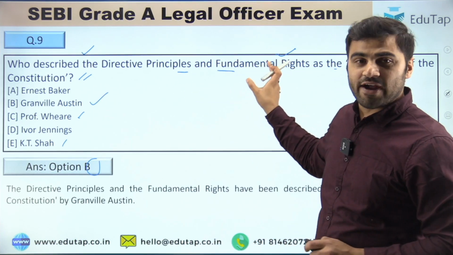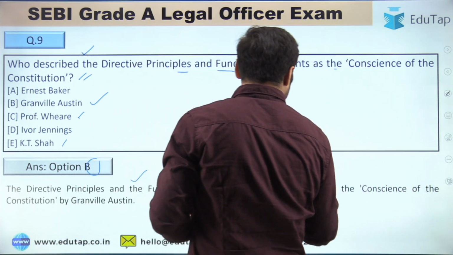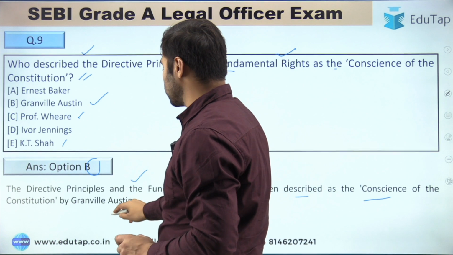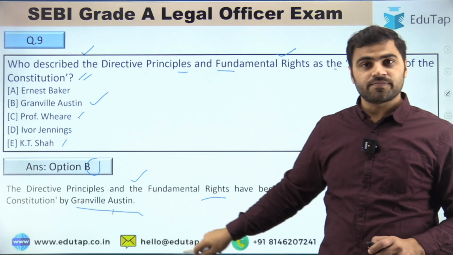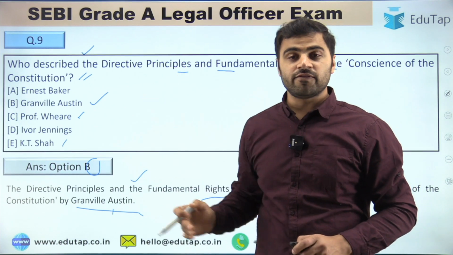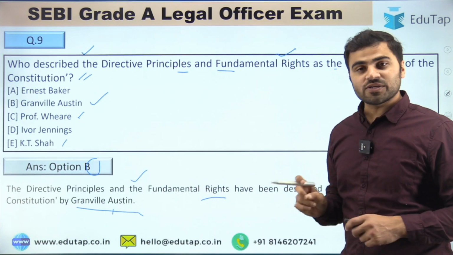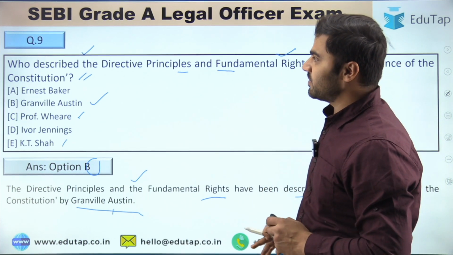This statement you have to remember: the directive principles and the fundamental rights have been described as the conscience of the Constitution by Granville Austin. You have to remember this, because it is a very important statement from the examination point of view. So this was question number 9. Now let's move to question number 10.